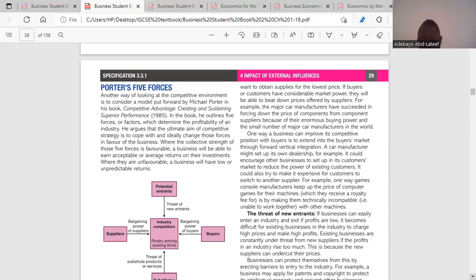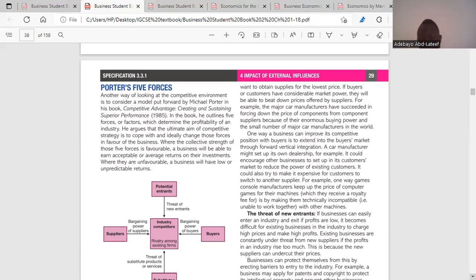Then we go to Michael Porter's five forces. In 1985, he outlined potential entrants, suppliers, industry competitors, buyers, and substitutes as influences on the profitability of a business. So for potential entrants, he said, and I quote, this refers to the threat of new entrants. So when there are new entrants into the business, it reduces the market share of a business and at the same time reduces their profitability.